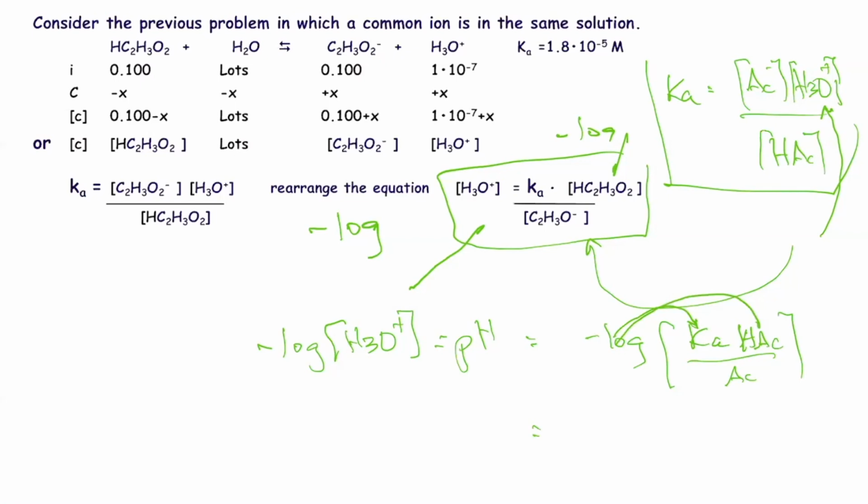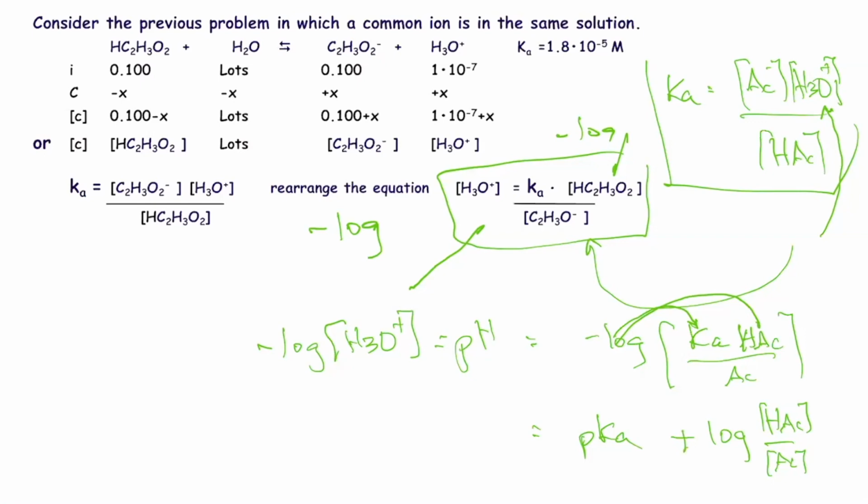Guess what you got? You get the pKa. And then you also have minus the log of the acid over the base. But we don't like negative signs, so we're going to make that a positive.